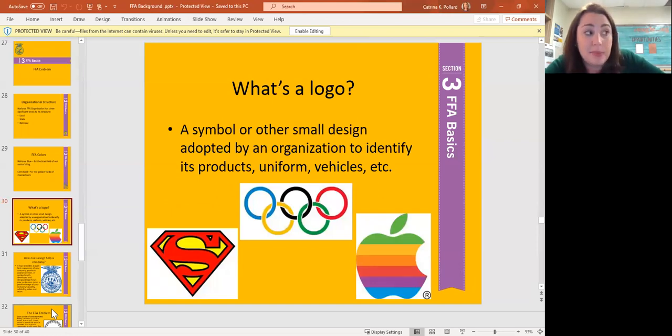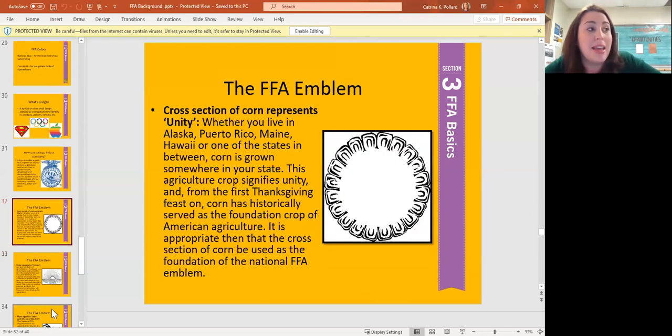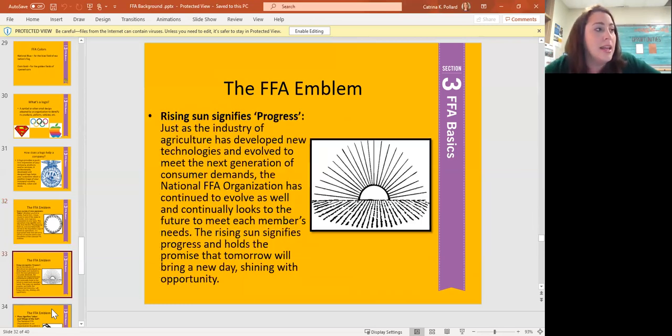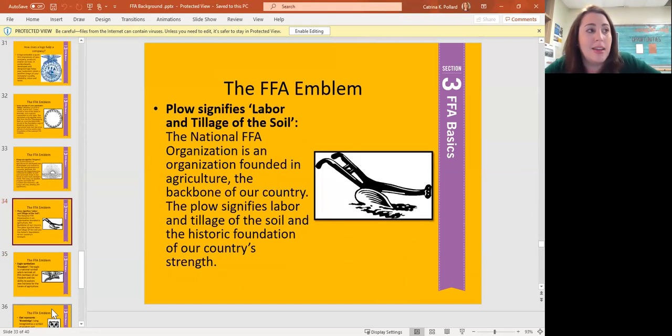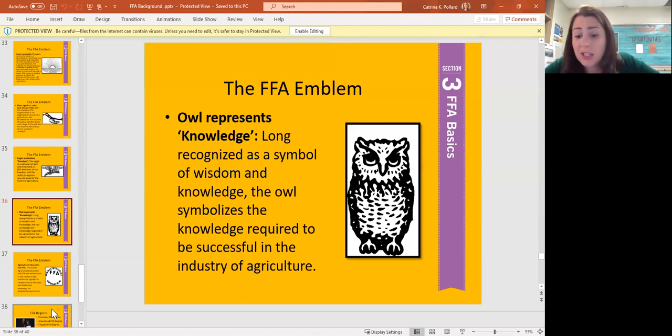All right, so most organizations have some kind of symbols. And so the National FFA is very similar. We have a symbol, and we keep talking about it because it's probably going to be on the test. Just a reminder. All right, so the background of the emblem is the corn. Remember, I told you you hold a corn cob in your hand. Corn stood for unity, all 50 states. The rising sun is a symbol of progress. Then the plow is a symbol of labor and tillage of the soil. And then the eagle is our connection to America or freedom. The owl is knowledge and wisdom.